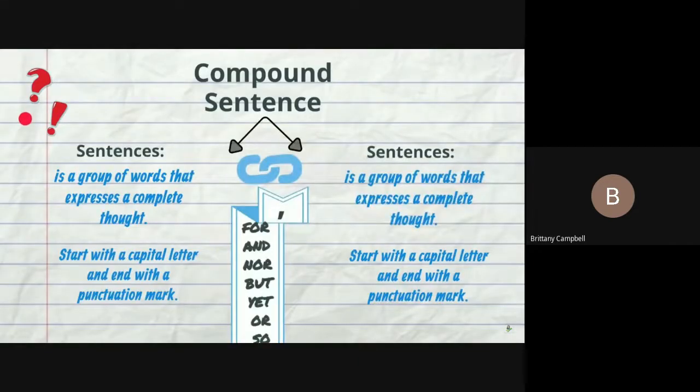When forming a compound sentence, a comma should always be placed before the connecting word, and the second sentence does not start with a capital letter unless it begins with a proper noun.